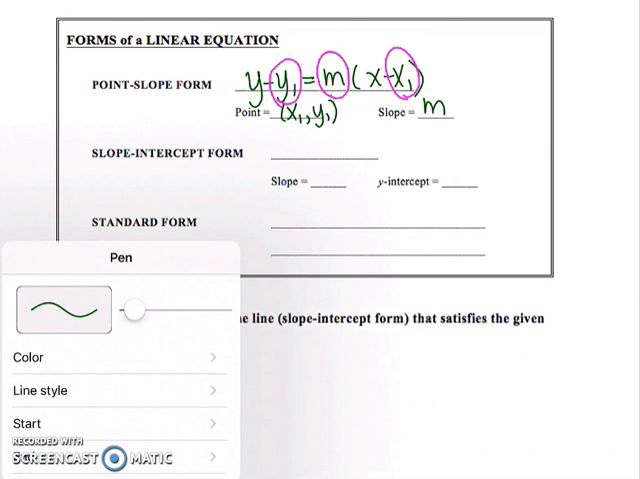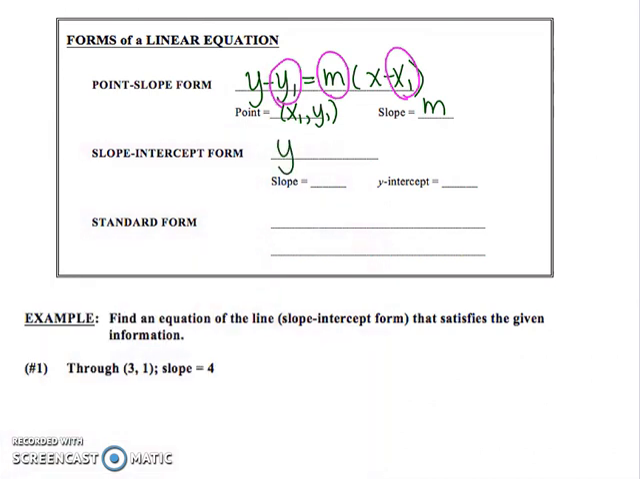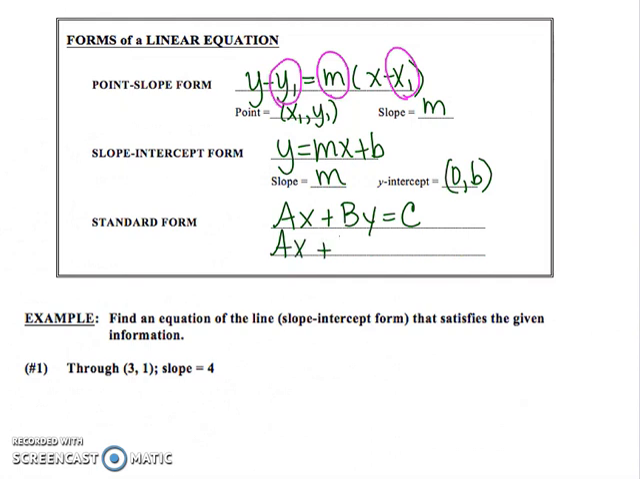Slope-intercept form looks like y equals mx plus b, where your slope is m and your y-intercept is the point 0, b, the ordered pair 0, b. And then standard form can look like two things. It can either look like ax plus by equals c, or some textbooks may also write it as ax plus by plus c equals 0.